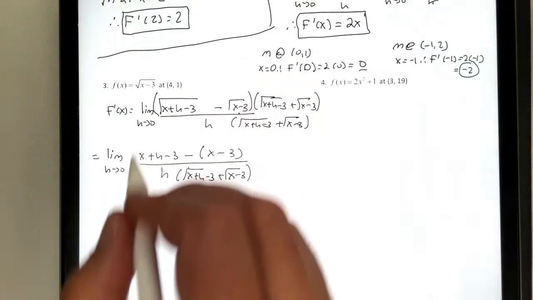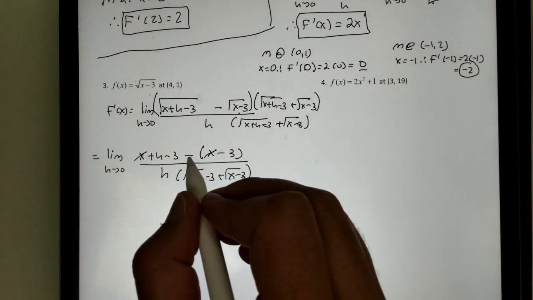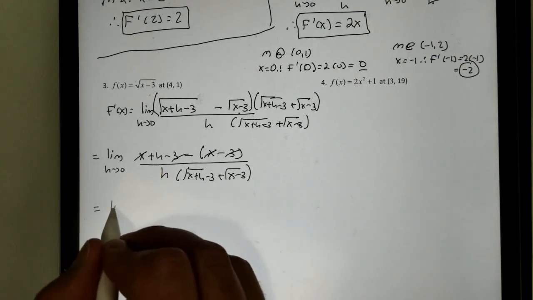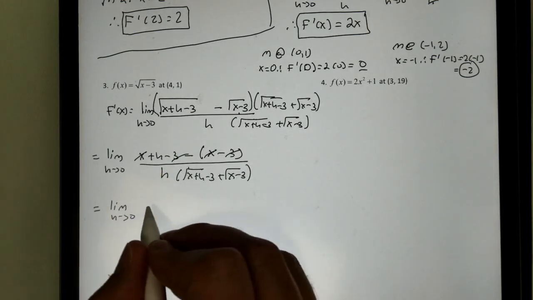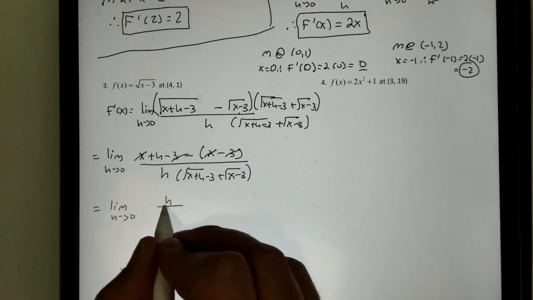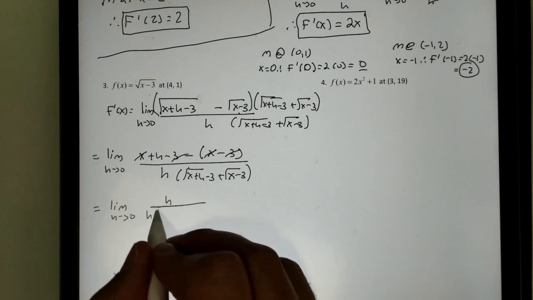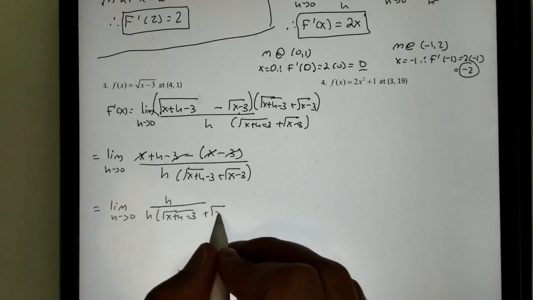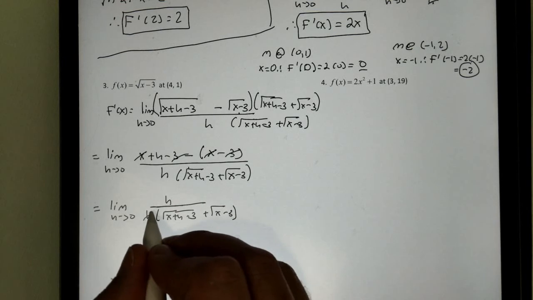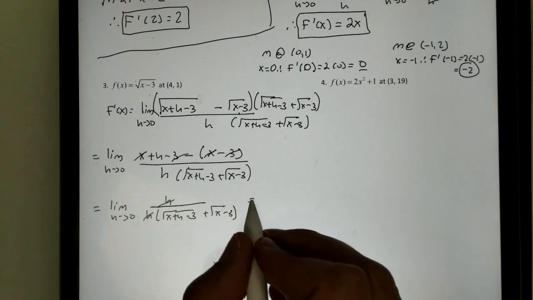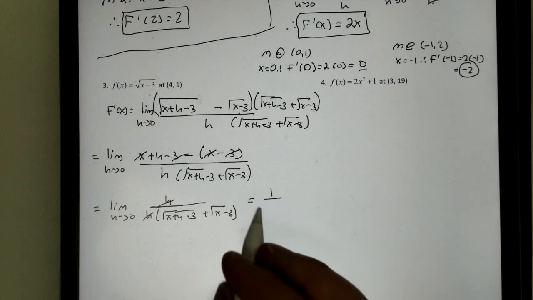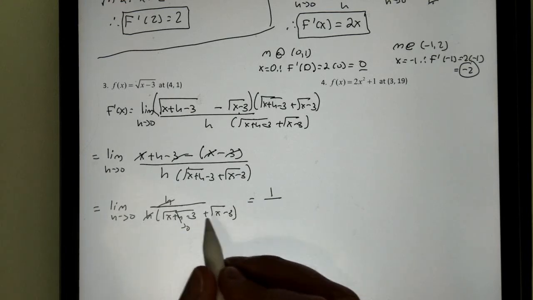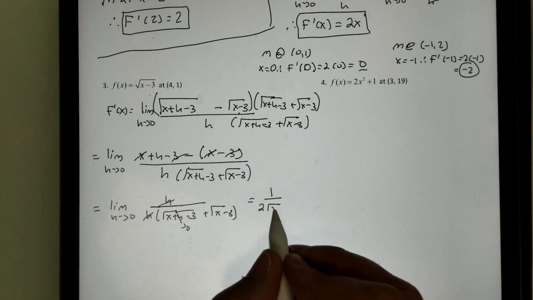Cleaning up the top a lot, notice the x's are going to cancel and the 3's will cancel. And what I'm left with is an h. So I'm going to write out what this is, okay? If you're good at the algebra, you already know that they cancel. H over all of this, the square root of x plus h minus 3 plus the square root of x minus 3. Those h's cancel, and what we're left with is 1 over, now take a look here, h goes to 0, and I'm left with 2 x minus 3's, or 2 the square root of x minus 3.